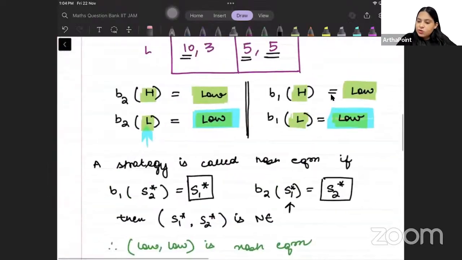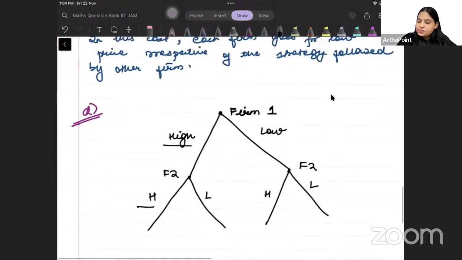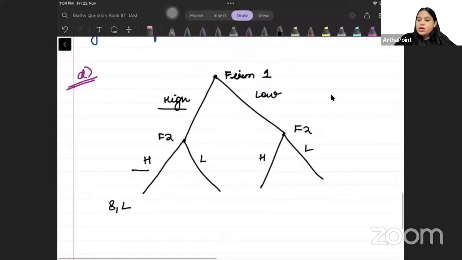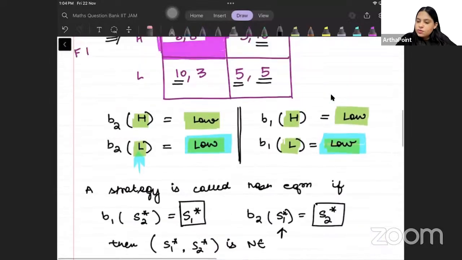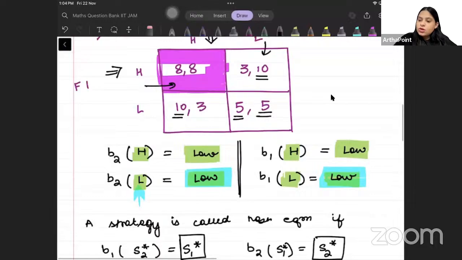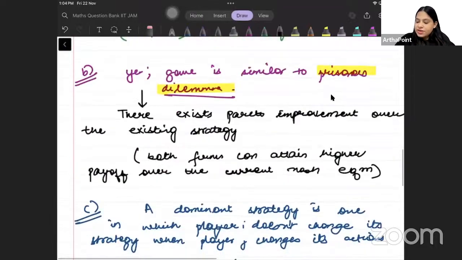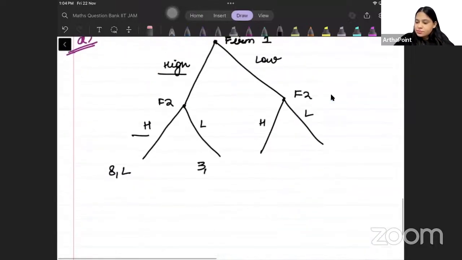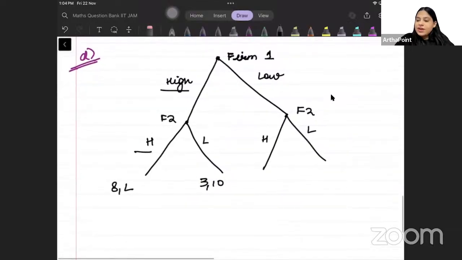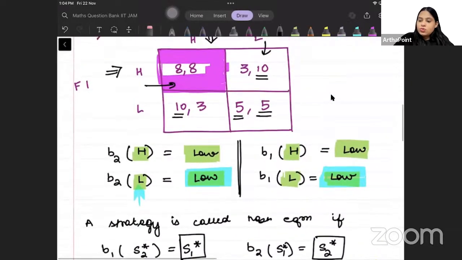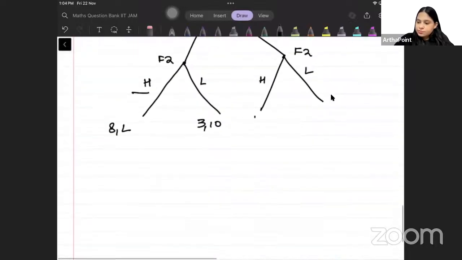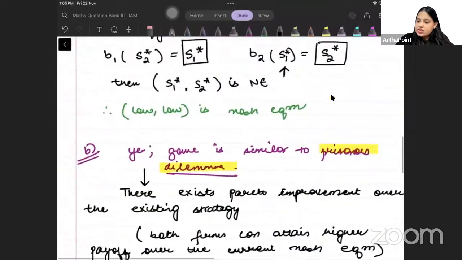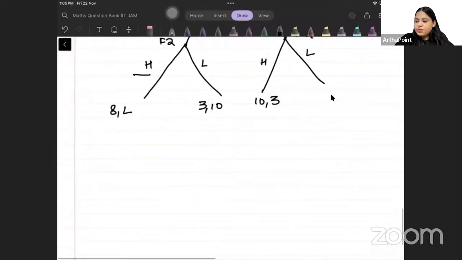So then you can just write the payoffs. In high, high the payoff is 8,8. Firm 1 high, firm 2 low: the payoff is 3,10. Firm 1 low, firm 2 high: the payoff is 10,3. And lastly, in low, low, the payoff is 5,5.